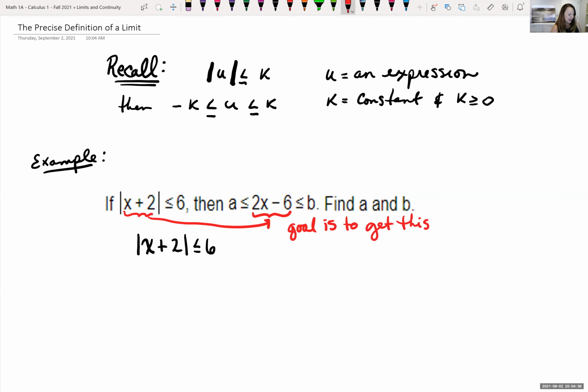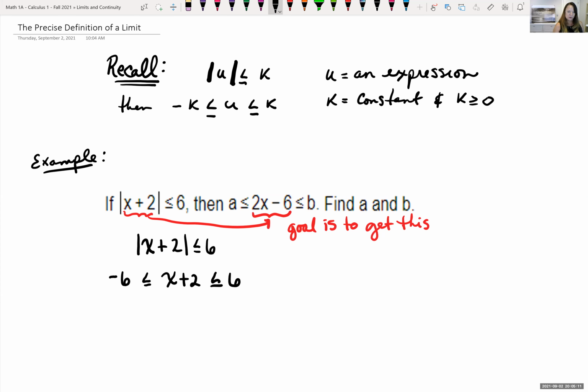So we want to not have absolute values, and we can use that rule that we can drop the absolute value if it's a less than or equal to by sandwiching it into the negative and positive of itself. So I can rewrite this as negative 6 is less than or equal to x plus 2 is less than or equal to 6. So I want a 2 in front of my x, and I want to be subtracting off 6. And so you've got to think to yourself, what can I do to manipulate that?